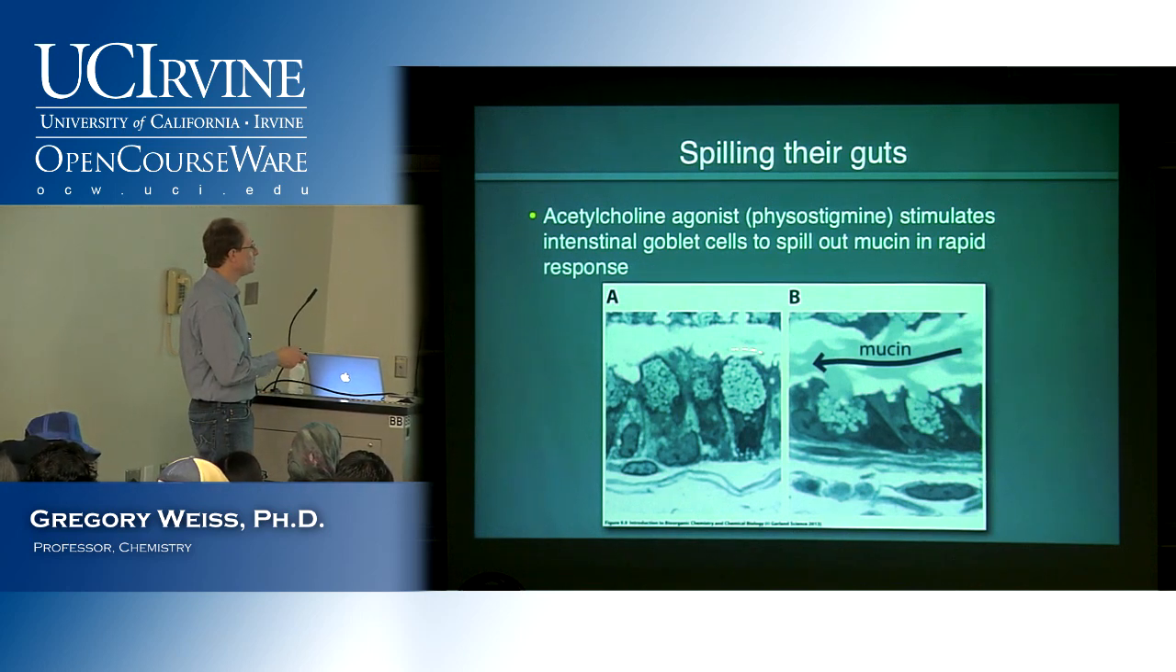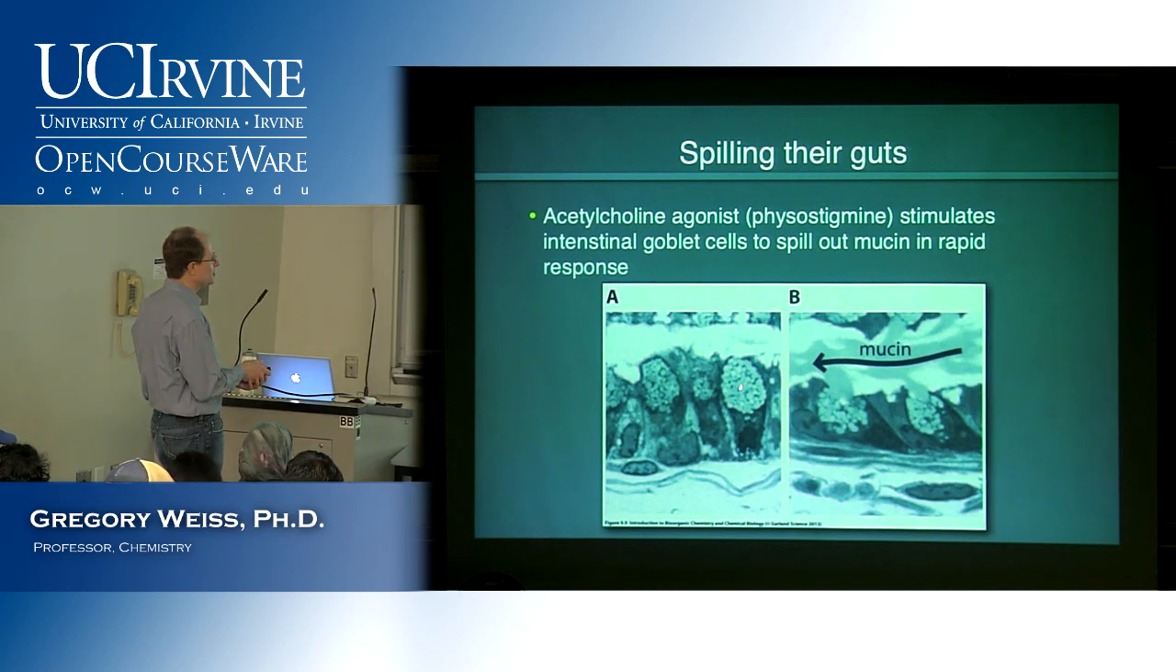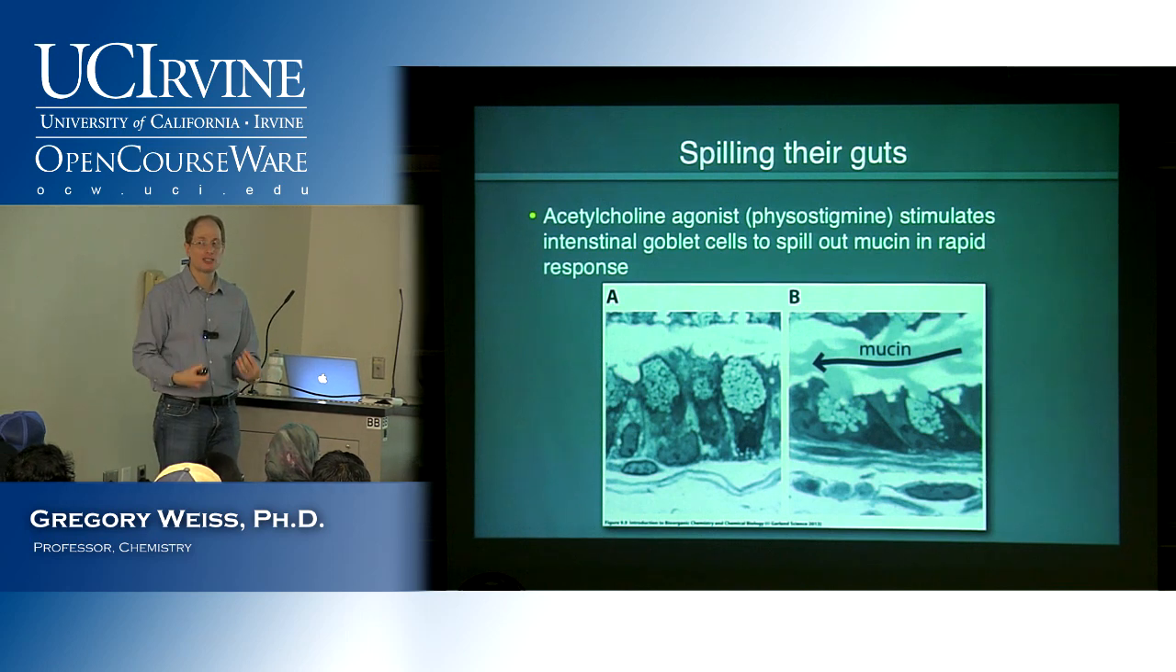Okay, so here's the goblet cells over here. They've already stored up all the mucin. Okay, it's already over here. So as soon as this acetylcholine agonist arrives, you immediately start spewing out the mucin. It flows out into the intestines, and it's already been pre-synthesized. So no DNA transcription is required. You get an immediate response.